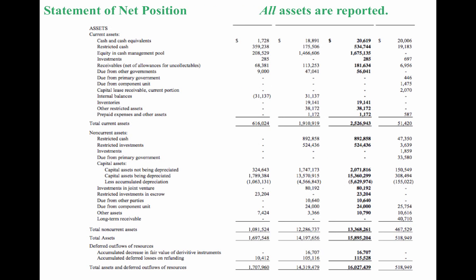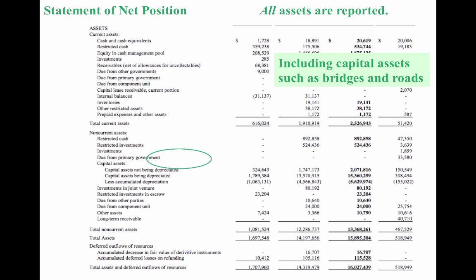You're going to see all the assets in here because we're talking about accrual and economic resources, so not just cash and payables, but you're going to see capital assets at their historical cost, less accumulated depreciation.